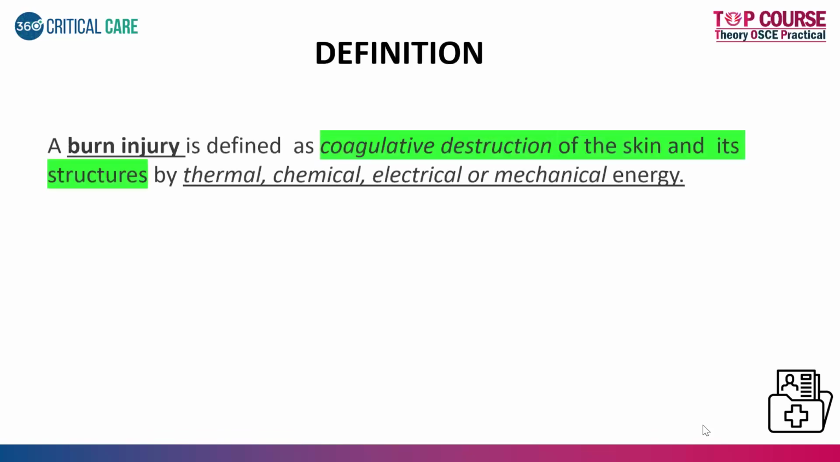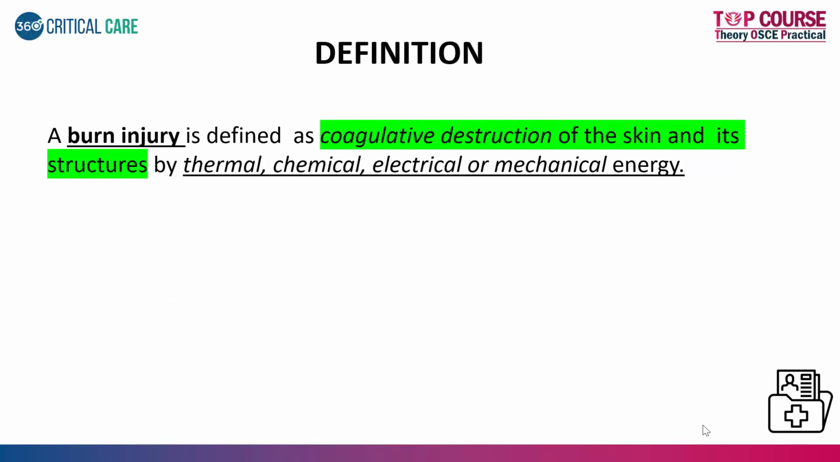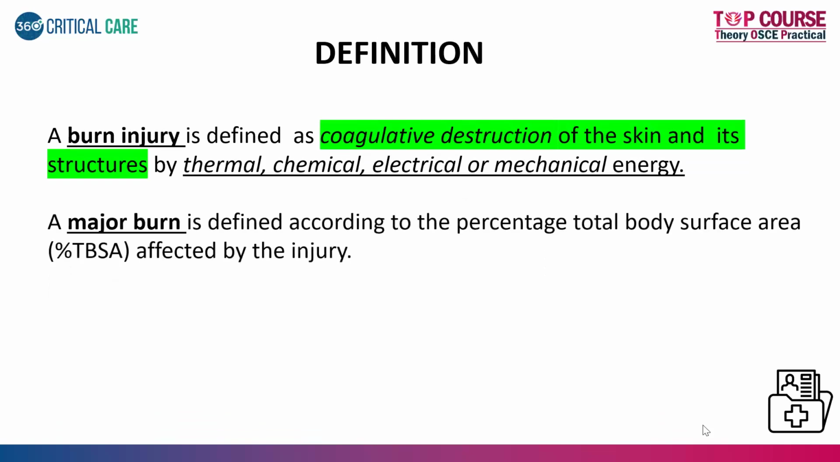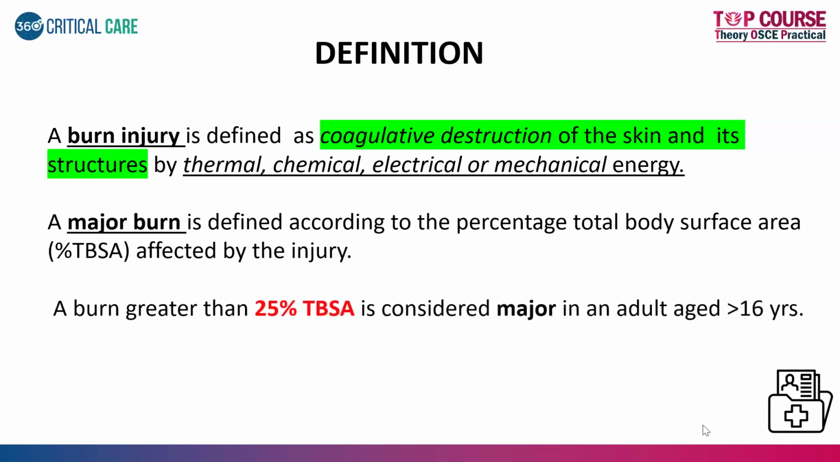Coming to the definition, a burn is nothing but a coagulative destruction of the skin and its structures. It can be caused by physical, chemical, electrical, or mechanical energy. A major burn is defined according to the percentage of total body surface area affected by the injury. Usually, a burn greater than 25% of total body surface area is considered a major burn in an adult more than 16 years. I'll mention the other components of major burn in the subsequent slides.